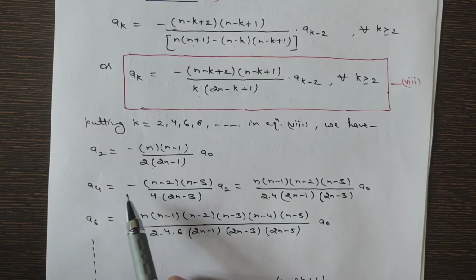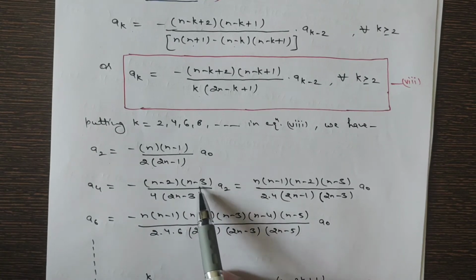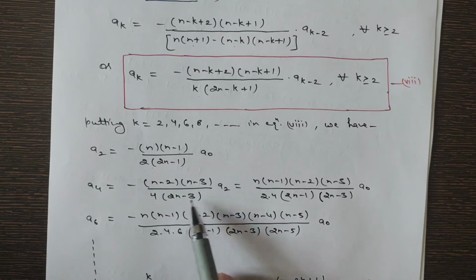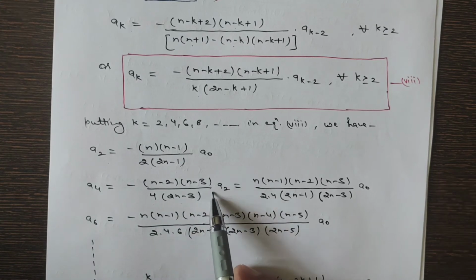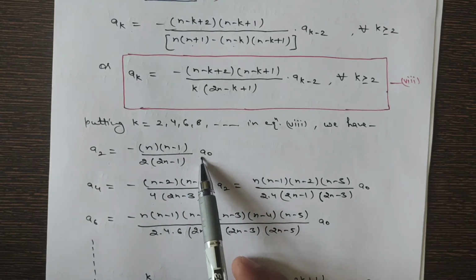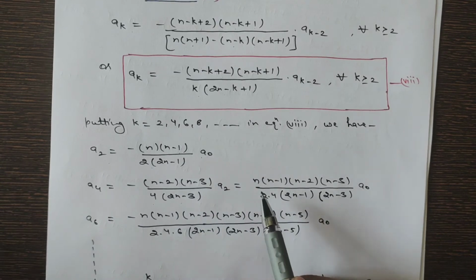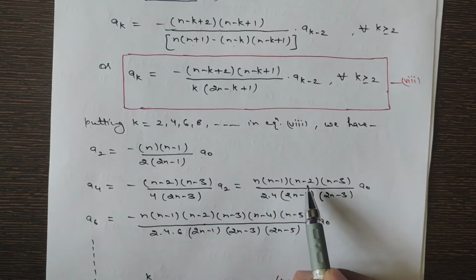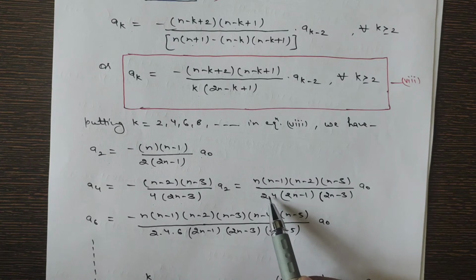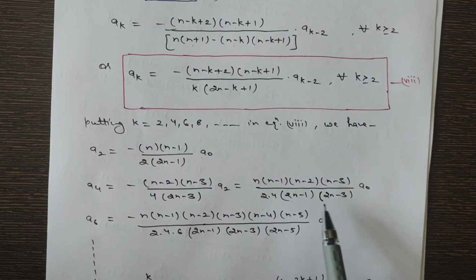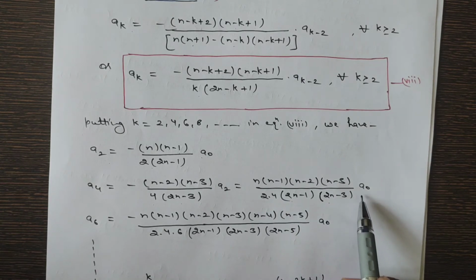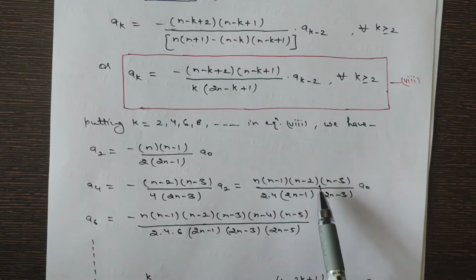Similarly, a4 will be minus of (n minus 2)(n minus 3) divided by 4 into (2n minus 3) into a2, and since a2 is already known in terms of a naught, we can use this value. This will become n into (n minus 1)(n minus 2)(n minus 3) divided by 2 into 4 into (2n minus 1)(2n minus 3) into a naught. So we are getting a pattern here.